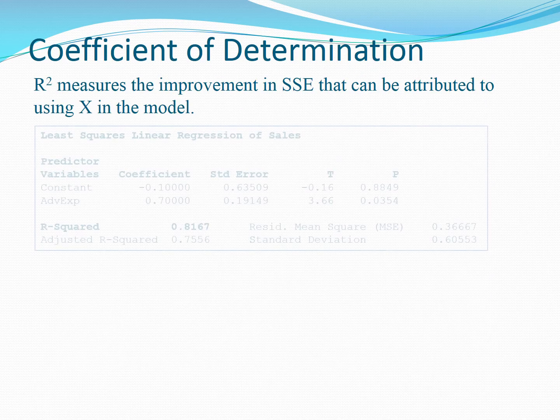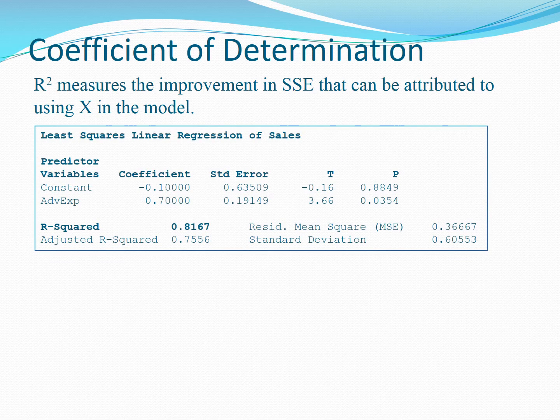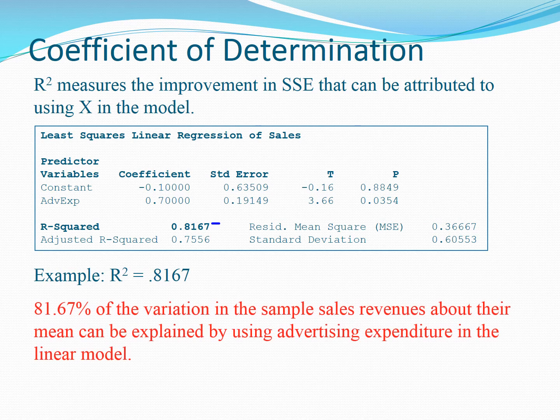And so the way that you're going to see me interpret R squared is going to look like this. Okay, first, there it is on the printout right there. And this is how we're going to interpret it. Almost 82%, 81.67%, of the variation in the sample y values about their mean, that's that y bar variation, can be explained by using advertising expenditure in the linear model. By using the x, by using the advertising expenditure, we have reduced the variation in the y's that is unexplained. That's a big deal. That's a big chunk right there.